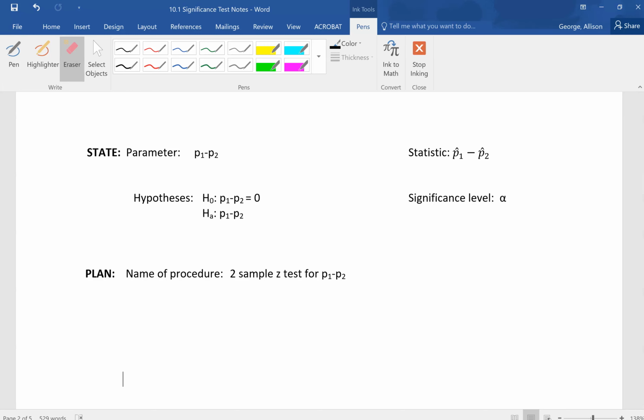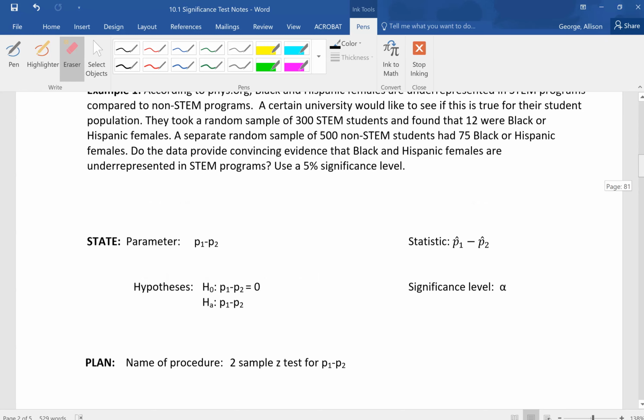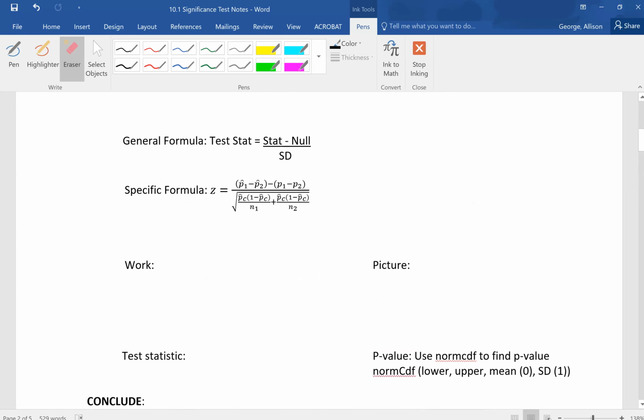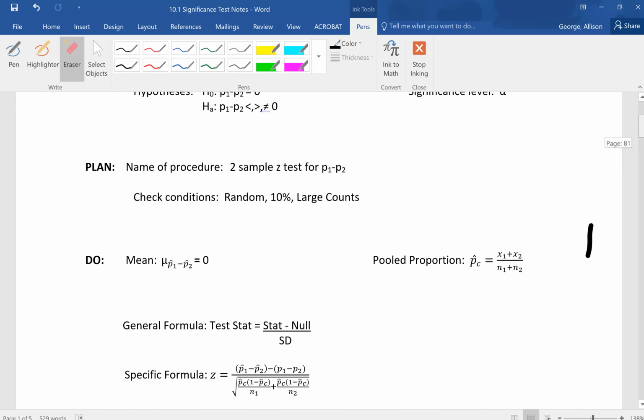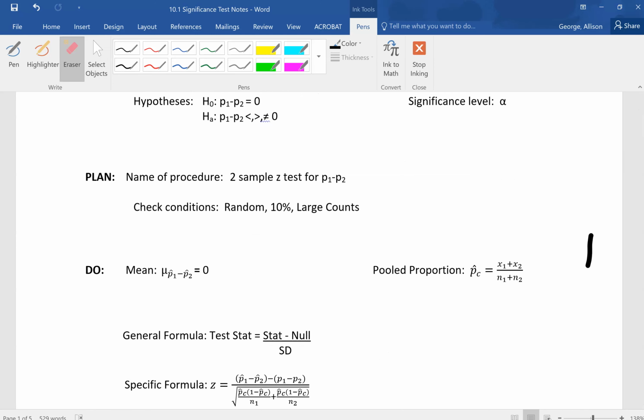You still have to check the same 3 conditions. We're going to be sick of those by the time we're done with this. Still checking to make sure it's random, still checking for 10%, still checking for large counts. At this point with large counts, you can start to shortcut things and write probably fewer steps than you did before, and you'll see when we get there.